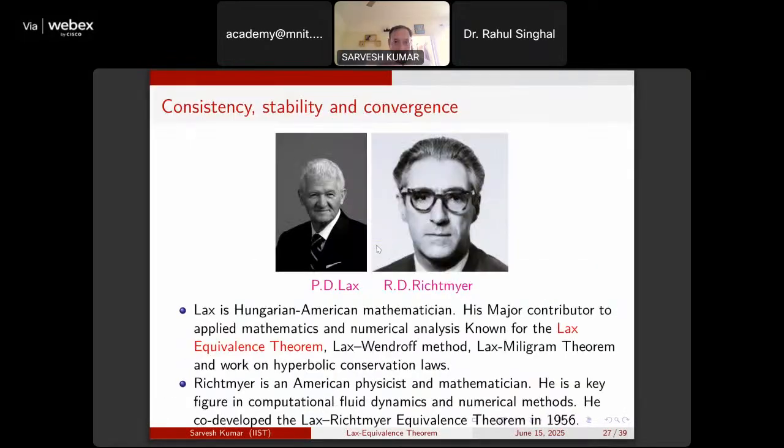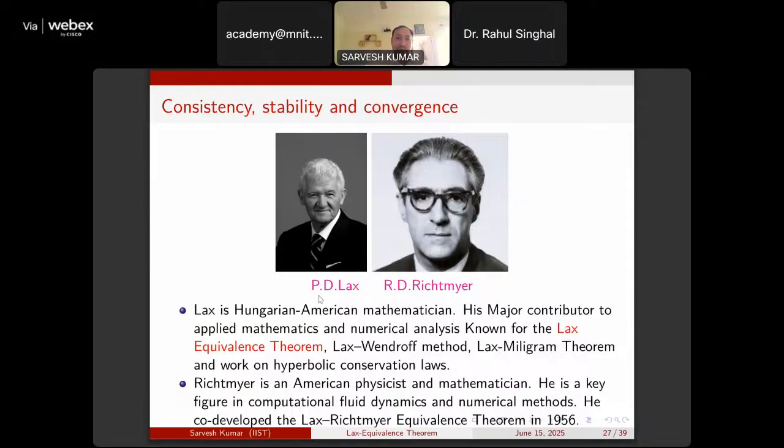So now we want to see the same thing that we have seen in the multi-step method, which insists that only for differential equations. But I want to generalize this idea for partial differential equations. There were two mathematicians, P.D. Lax and Richtmyer, and you might have heard that P.D. Lax recently passed away.